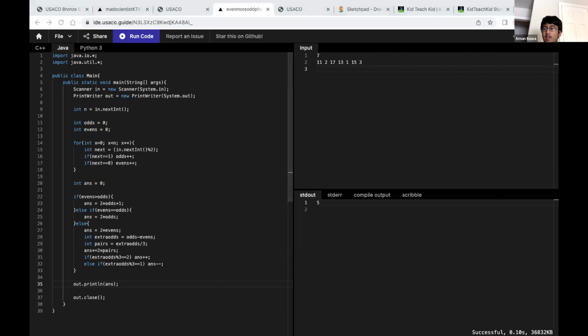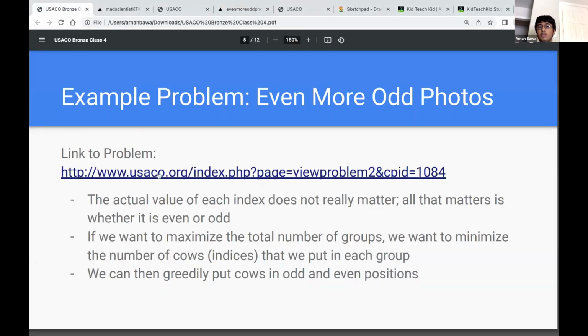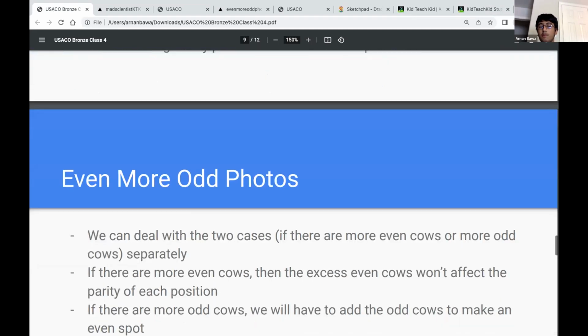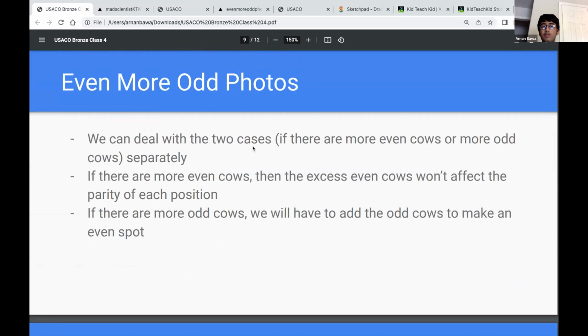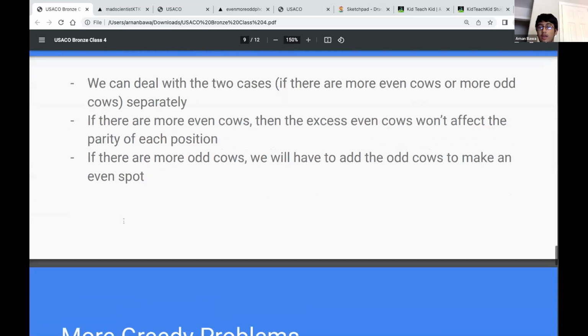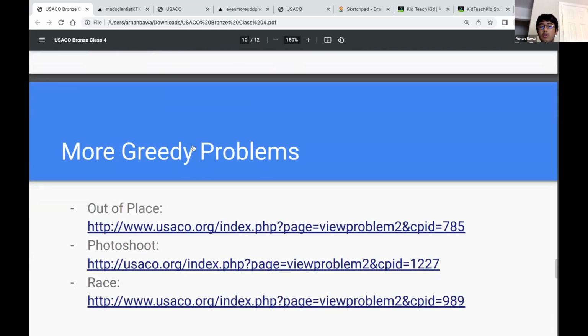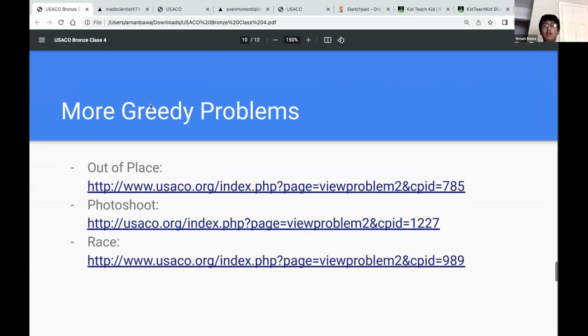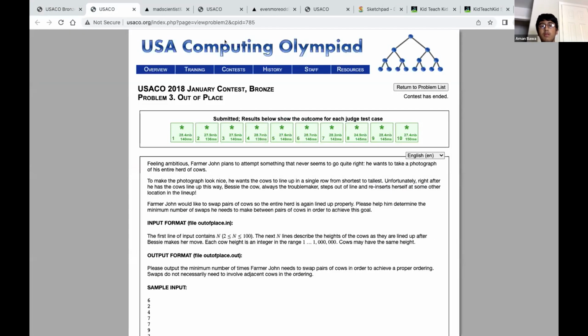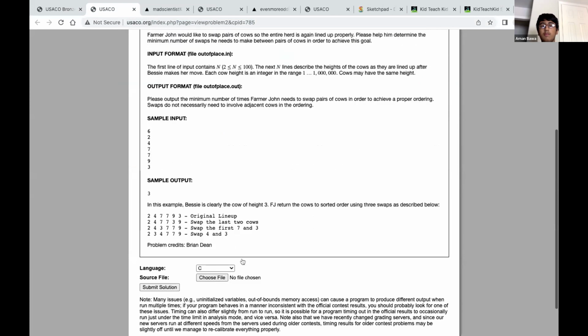Okay, so it seems that you guys are getting it. So what we'll do is we'll actually go on to more problems. So this is another explanation of even more odd photos. And so here are some more greedy problems. And I didn't plan to go over them, but since we've already finished the first 2, let's do that. So the first problem is out of place. And I'll leave that in the chat.